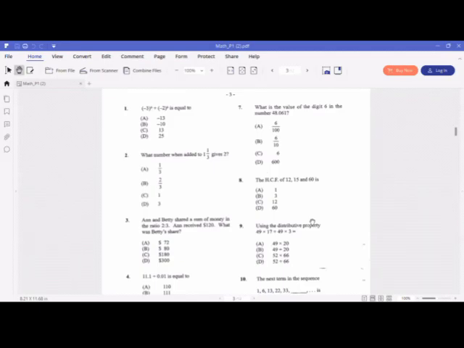Today we'll be going through the May 2015 paper. I'll be showing you how to go through the paper efficiently and effectively with minimal use of the calculator. So starting with question 1, where we have -3 squared plus -2 squared is equal to.